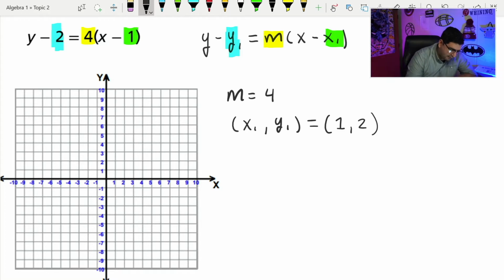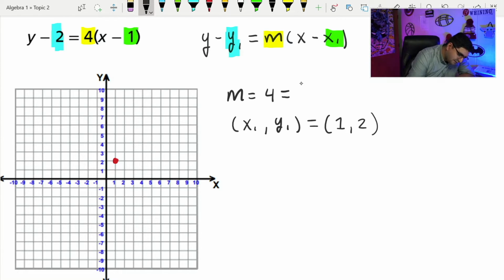So if I go to my graph, 1, 2, that is going to the right 1, up 2. I'm going to put a red dot there for that point. That is my point. I know my slope is 4. So we have to remember, what does your slope mean? A lot of times it's easier to remember what it means when we write it in slope as rise over run, in that form.